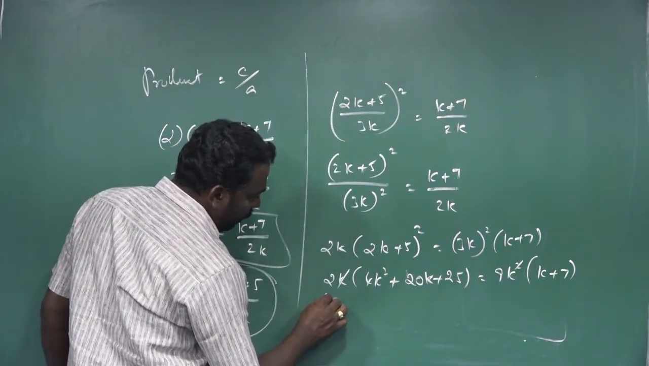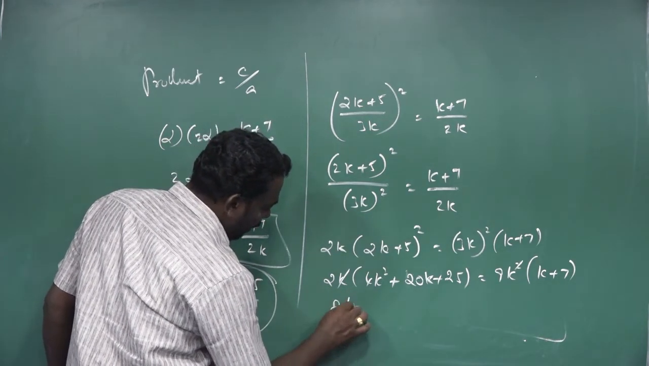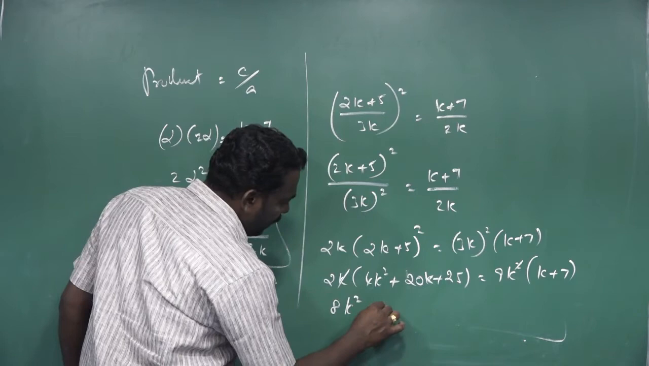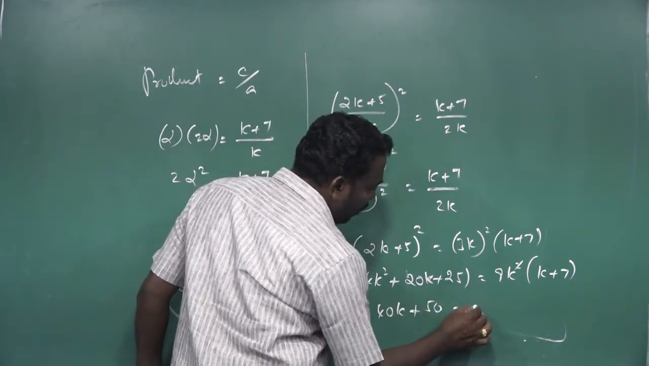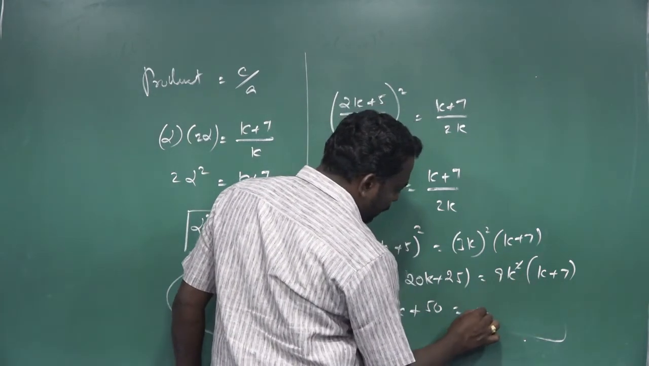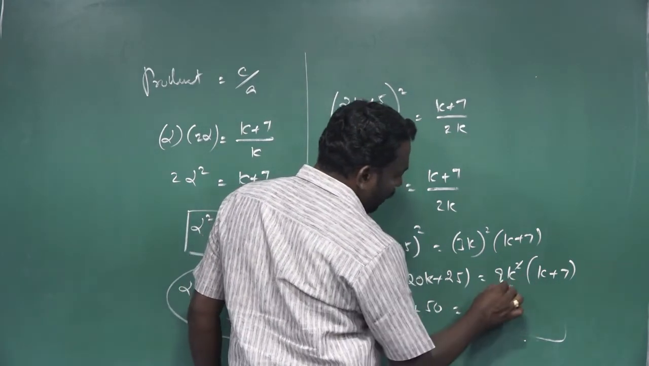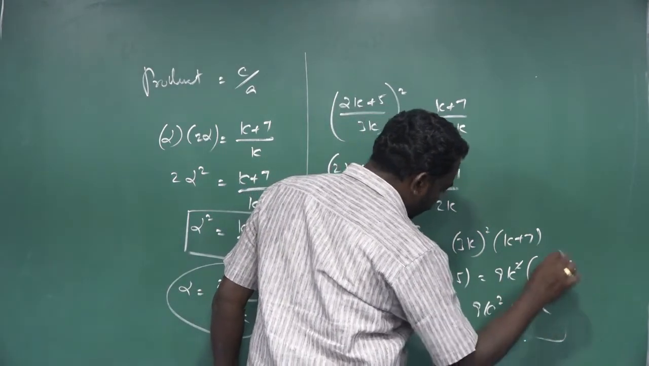Now what is remaining? Just multiply the 2 inside the bracket. 2 into 4 is 8 k square plus 40 k plus 50, that is equal to 9k into k is 9 k square. Then 9 into 7 is 63 k.